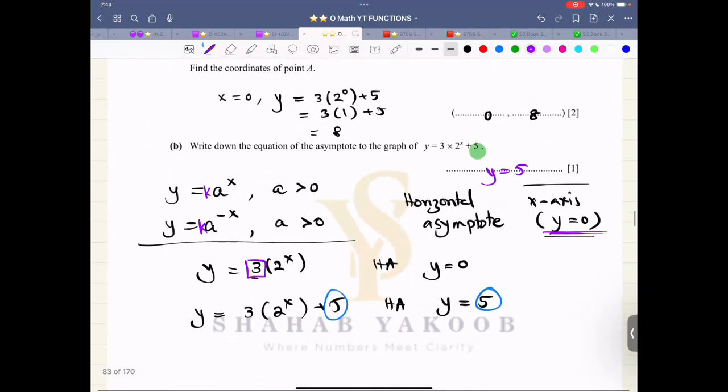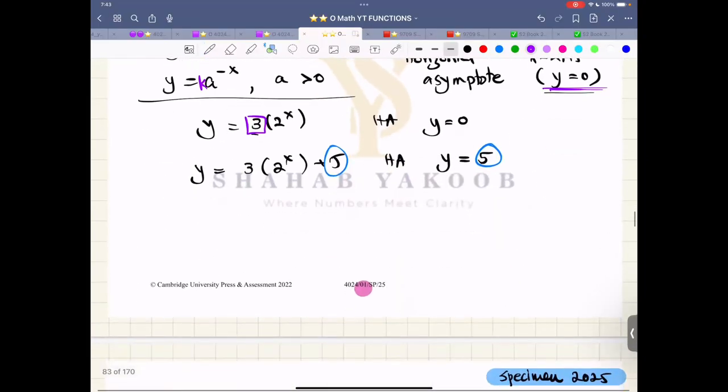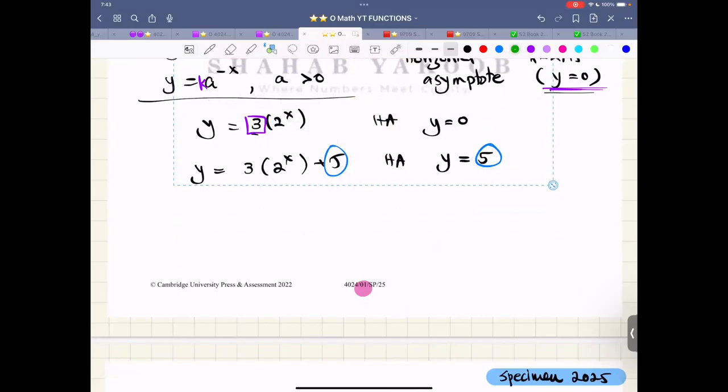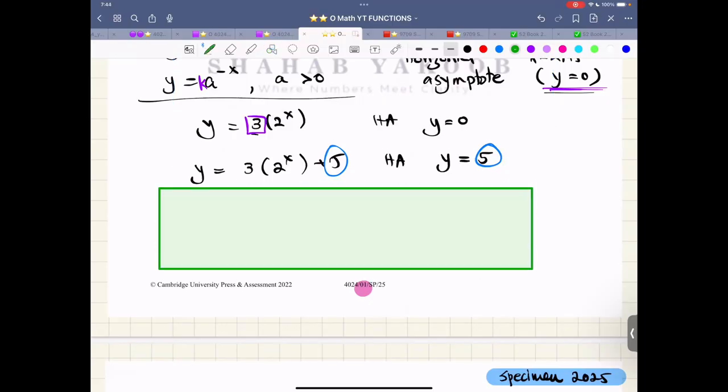And let's move on. Now, one other thing, some people ask this question, can you prove it mathematically? So let me just prove it mathematically. Let's double check. So now, if I say, let y is equal to 5, 3 into 2 power x plus 5 is equal to 5. Therefore, 3 into 2 power x is equal to 0, as 5 and 5 cancel out. So 2 power x is equal to 0.